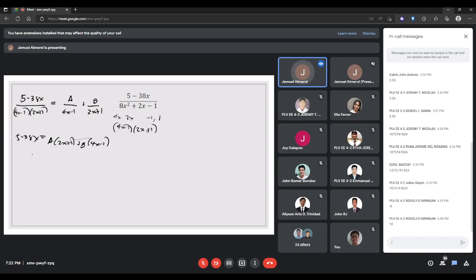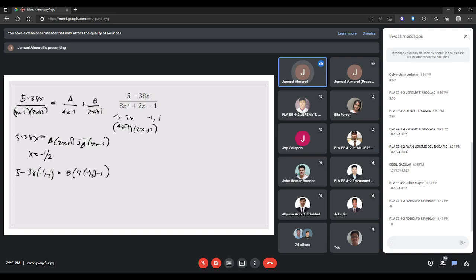Let's start with when x equal to negative 1 half. So where does negative 1 half come from? Here, follow that. Equate to 0, transpose 1, divide everything by 2, so you got negative 1 half. 5 minus 38 times negative 1 half. So this is the one that becomes 0. Okay, equal to b times 4 times negative 1 half minus 1.